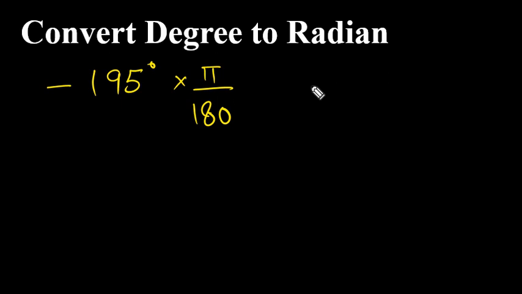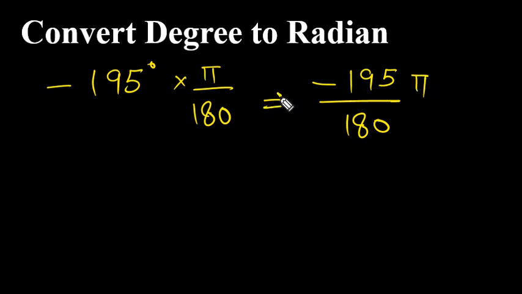Let's say negative 195 degrees, multiplied with pi over 180 degrees. Now how will you do this? So negative 195 over 180 pi, right? I'm writing it for simplification purposes, so you can write this in the calculator and get the simplified version with pi, or else you can try it manually.